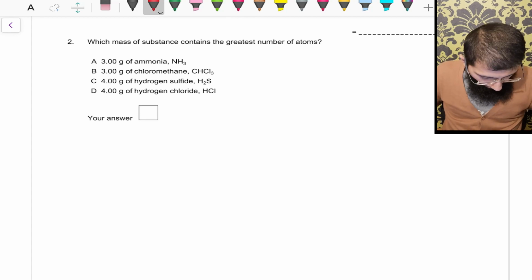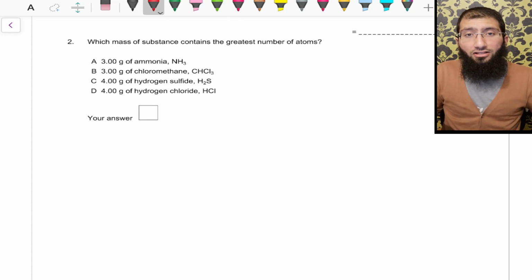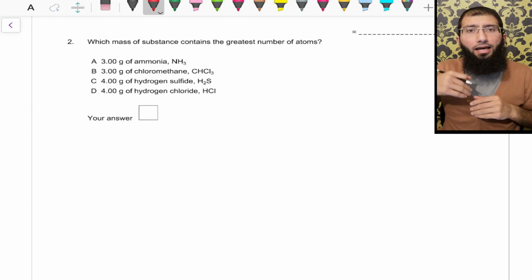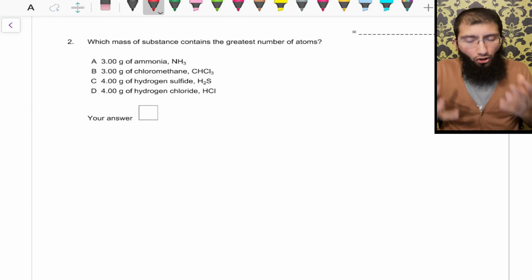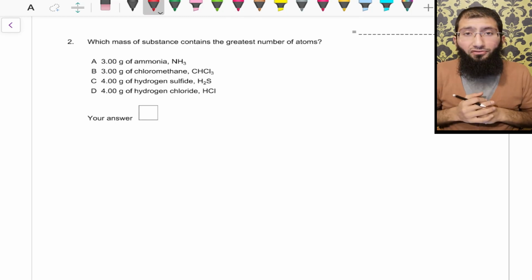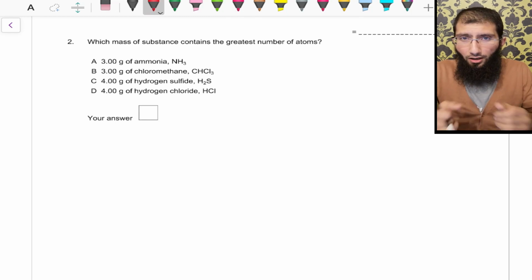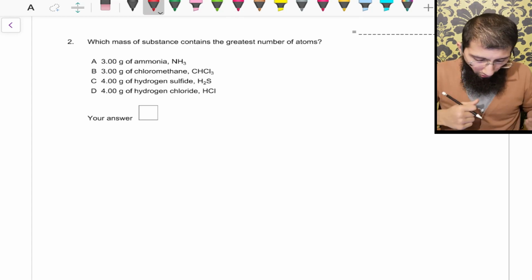Okay, moving on. Question number 2. Which mass of substance contains the greatest number of atoms? Again, it's another Avogadro's constant question, much like what we've just done, but in this format, it's only worth 1 mark, and we've got multiple choice. We've got 4 choices. So, what's the easiest way to go about this?